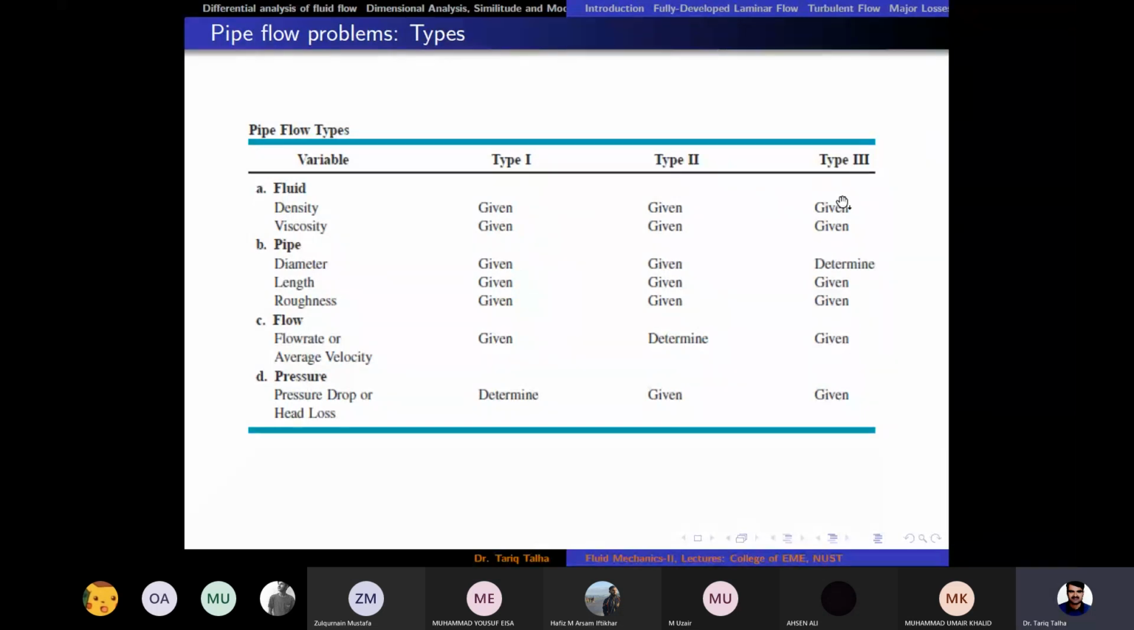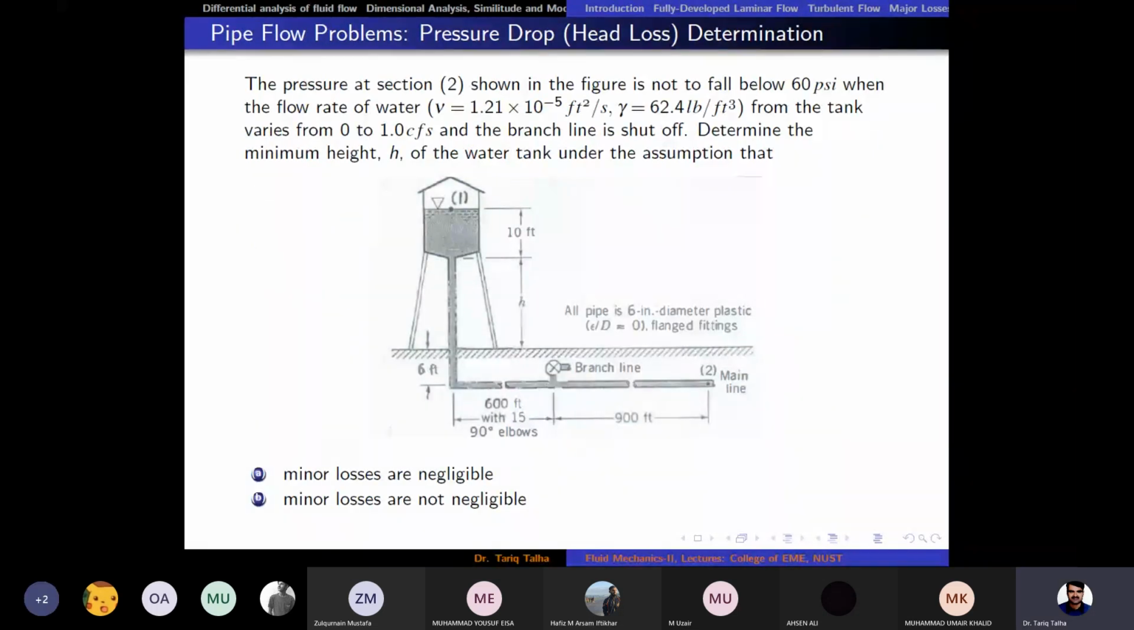So these type 3 problems cannot be done in a single go. That's why we need to have some kind of iterative method. So we will discuss that later. But in today's class, we will try to cover these two types of flow analysis. The first type, where we need to determine pressure drop, and in the second type we need to determine the flow rate.